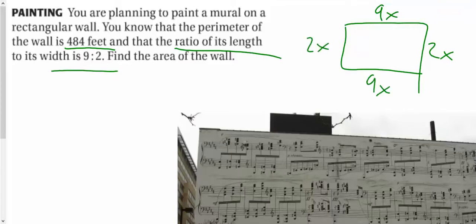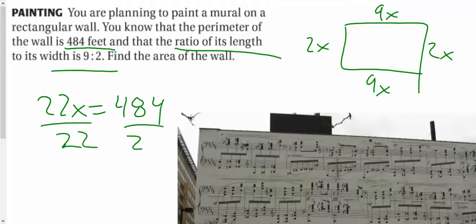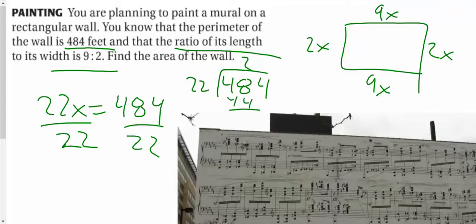We're going to add up all 4 lengths. So we have 9 plus 9 plus 2 plus 2, so that's 22x equals 484. Divide by 22, that will give us x. So let's see, 484 divided by 22, 2, 44, 4, 22. So x equals 22.